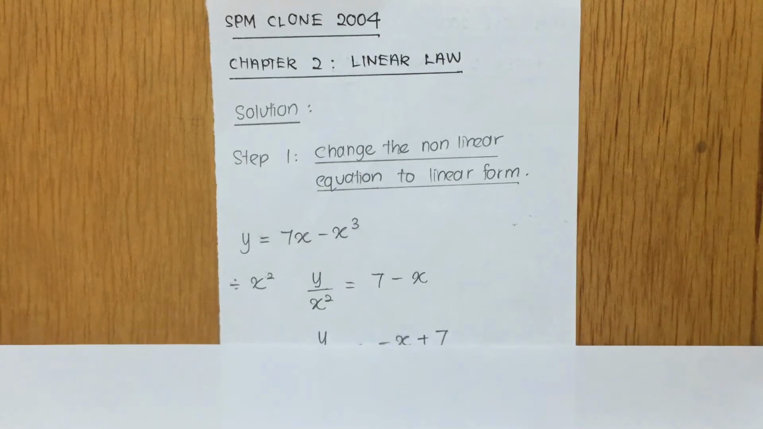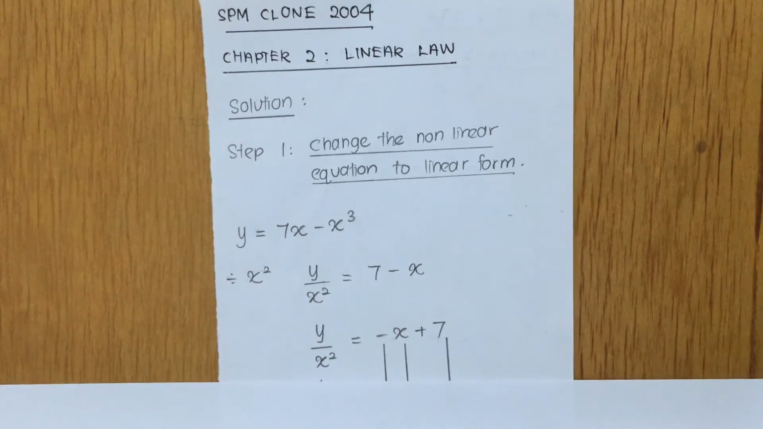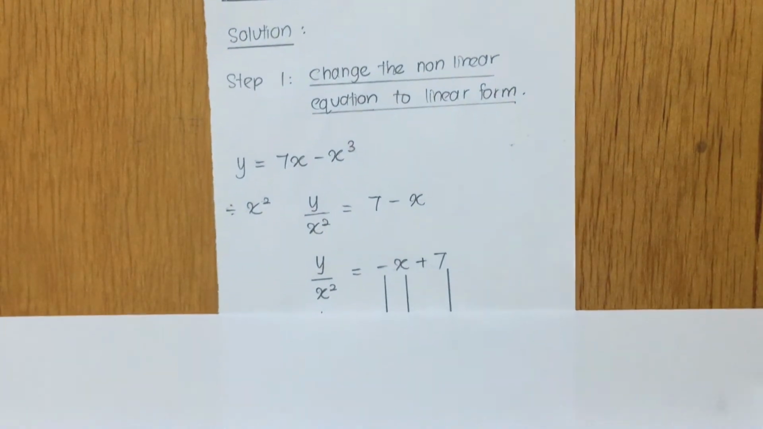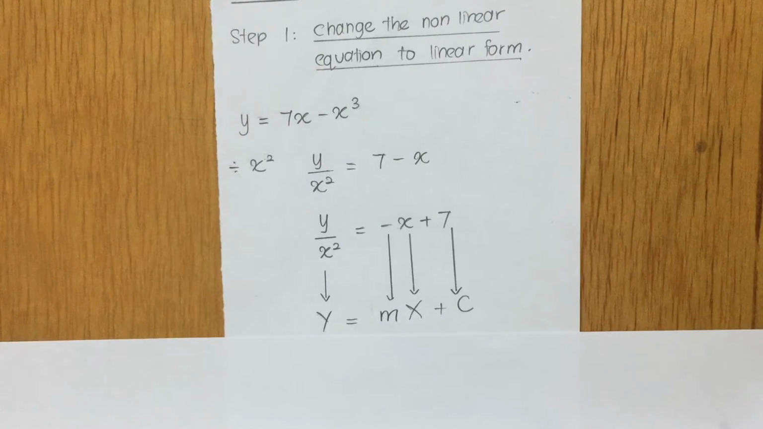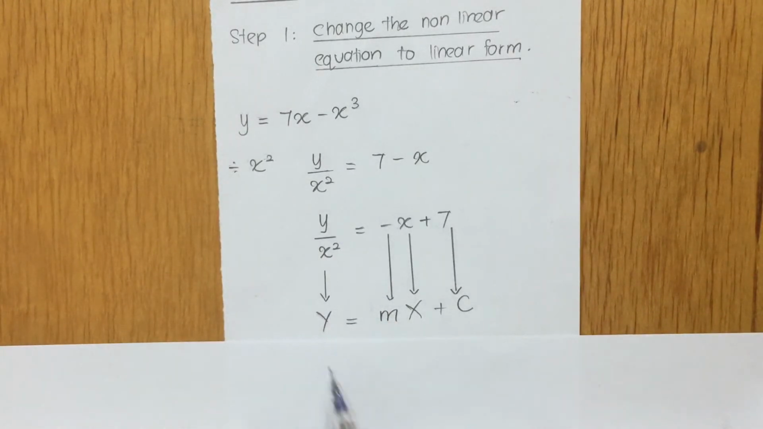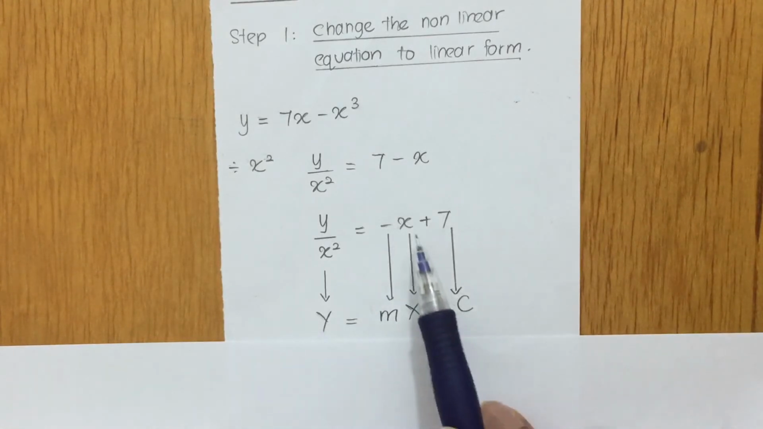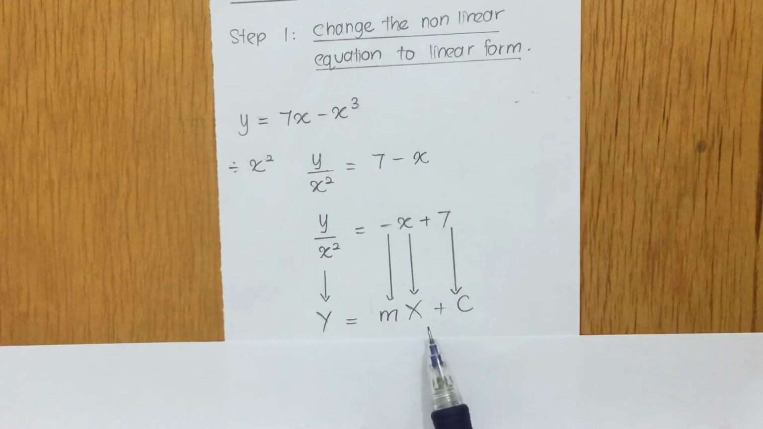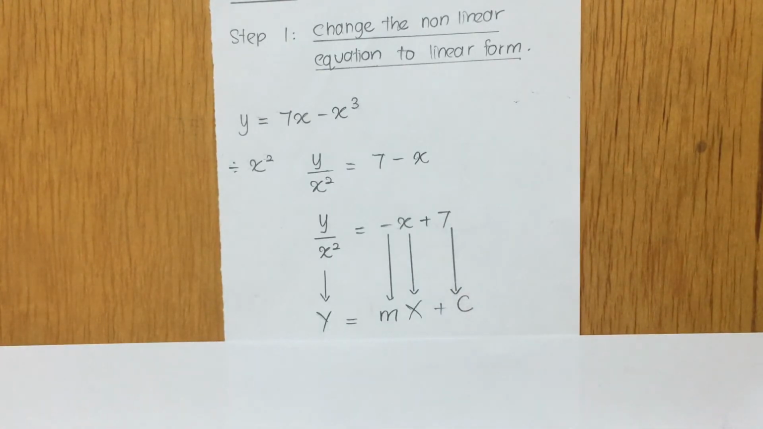So let us continue. So what I did is I rearranged the equation such a way that it fulfills the y equals to mx plus c form. Okay, so let me pull this paper up, so that you can see clearly. So as you can see here, y over x square, you can treat it as a y. Okay, this negative 1 you can treat it as a gradient. Okay, x you can treat it as x, so there is no change. Okay, and this 7 will be your y-intercept.